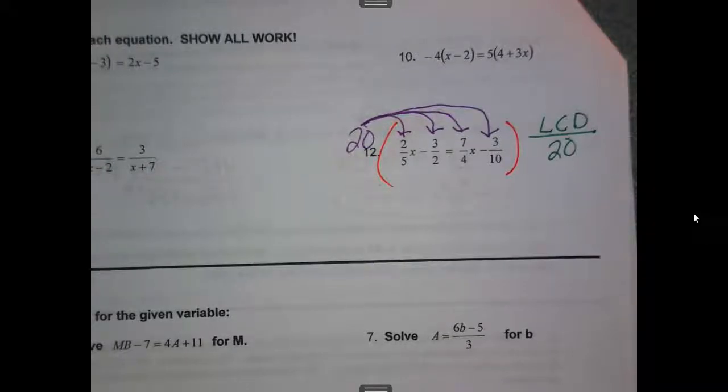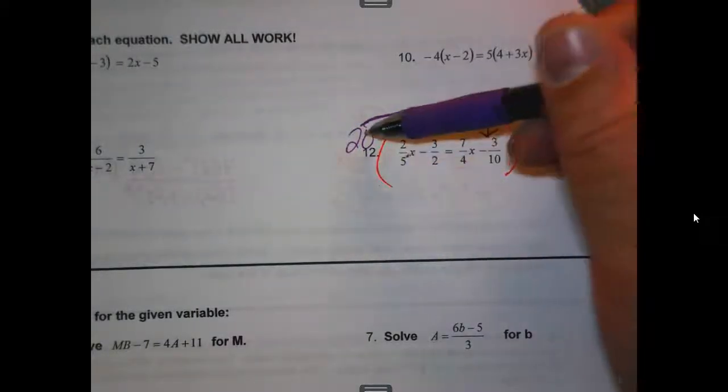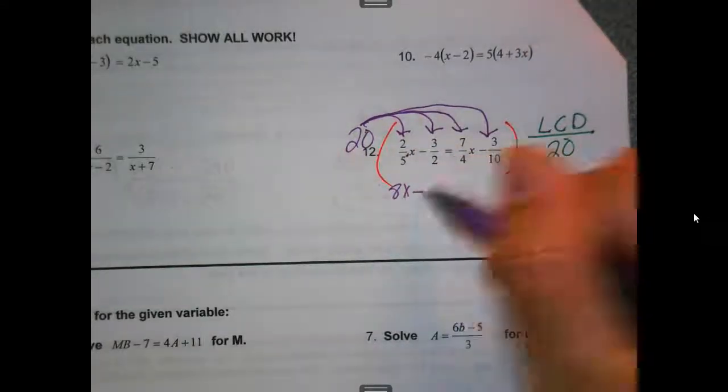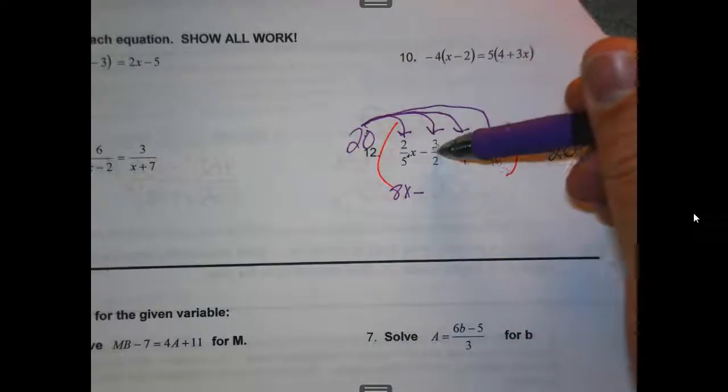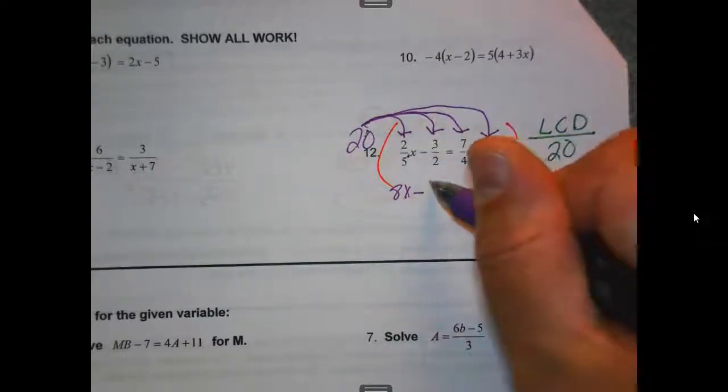Make sure you put your fractions in parentheses. But you can do this in your head. It's not that hard. 20 divided by 5 is 4. 4 times 2x, 8x. 20 divided by 2 is 10. 10 times 3, 30.